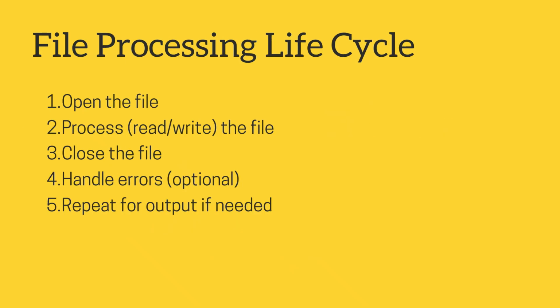Now, whenever we deal with file input-output, we usually follow five main steps. It's called the file processing life cycle. So let's go through each one of these one by one.